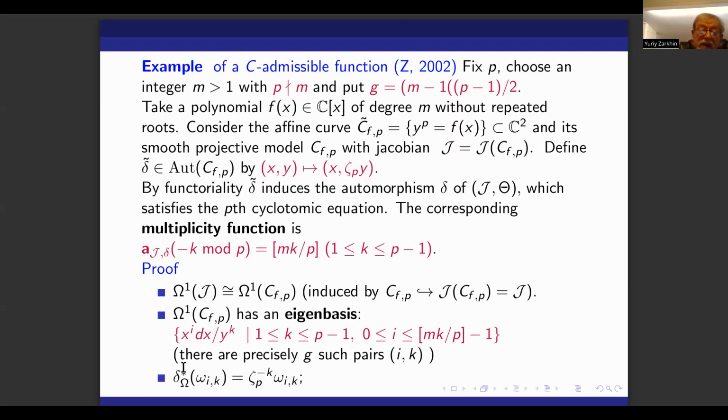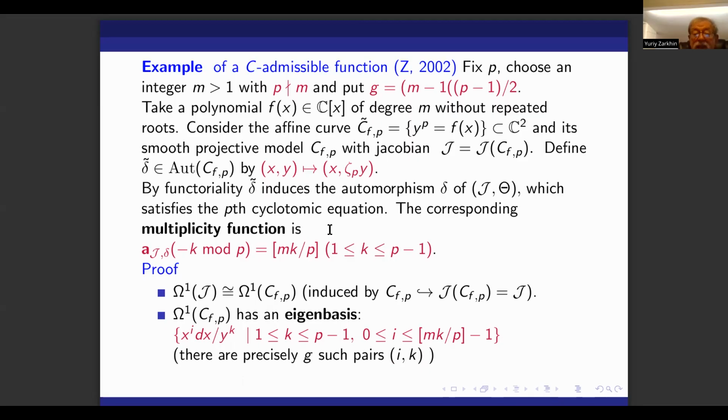And again, if you look at how our automorphism delta acts on those differentials, each is multiplied by zeta_p to the power minus k, because x is not changed and y is multiplied by zeta_p, so we just divide by zeta_p to the k. And so we get that the multiplicity is exactly this quantity without this one, because 0 is included.